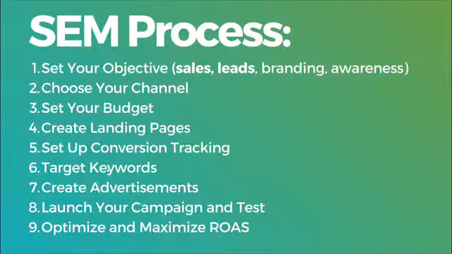Target keywords. You want to target relevant keywords for your business. I'll go over a little bit more detail about targeting keywords. Create your advertisements. So after you target keywords, you want to create advertisements that are very relevant to your keywords. And then you're ready to launch your campaign and test. Now, there are other steps involved in an SEM process. This is a basic overview of search engine marketing. What you want to do, last but not least, after you launch your campaign is optimize and maximize return on ad spend. When I put test here, that means testing the keywords you're targeting, adding new advertisements, testing different landing pages. So those are some of the different things you can test, as well as your overall objective and the channels you're actually using. So this is a basic SEM process you can follow.